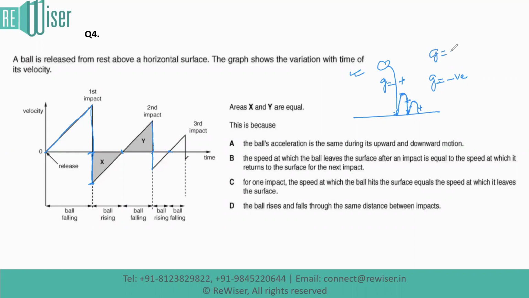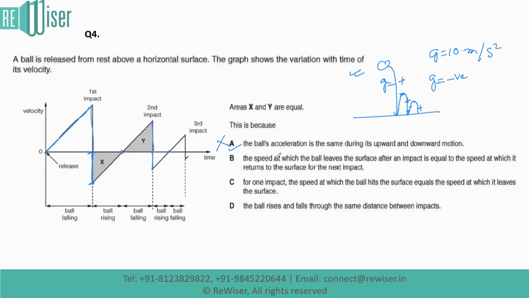the magnitude of g is 10 meters per second squared. So the magnitude will remain the same. That is for sure. But the sign is changing from plus to minus. While falling down, it is plus. While going up, it is minus. Again, falling down, plus, and going up, minus. So we can say that this option is not correct. Since the sign is changing, that means the acceleration is not the same while going upward or downward.